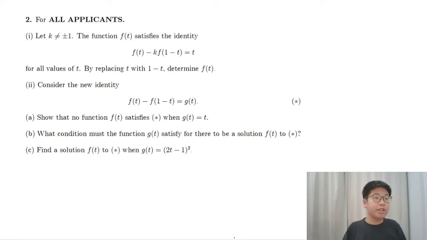Back. Today we are now going to do question 2 of 2013. So, let k is not equal to plus or minus 1. The function f(t) satisfies this identity. Let us call it equation 1.